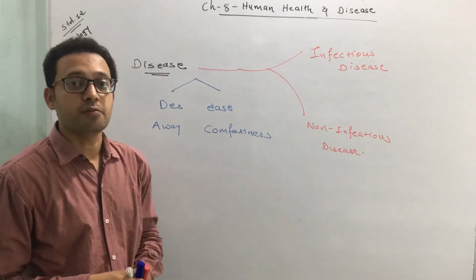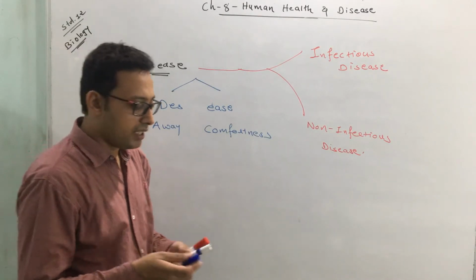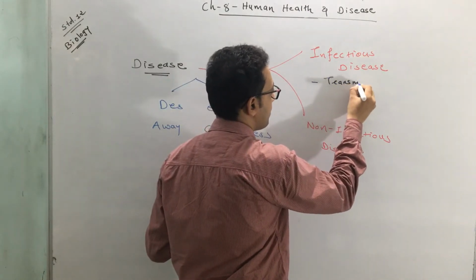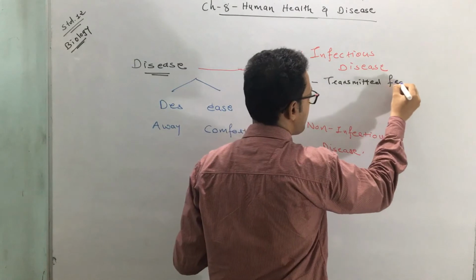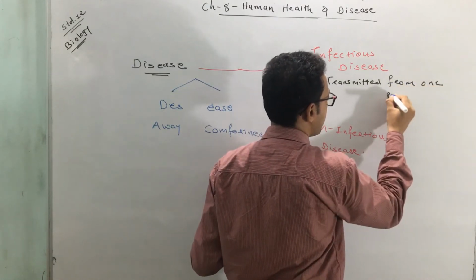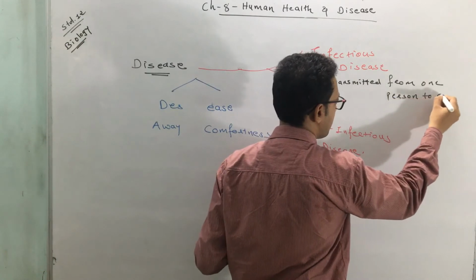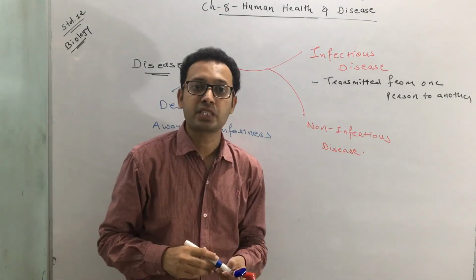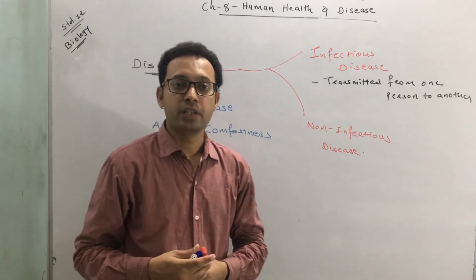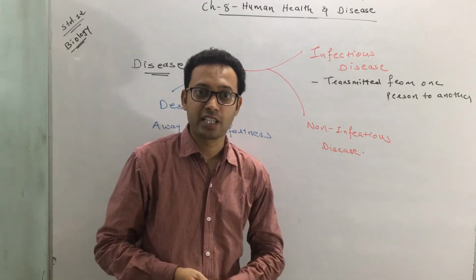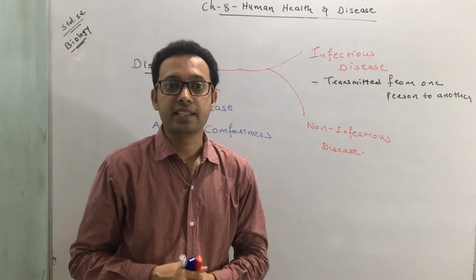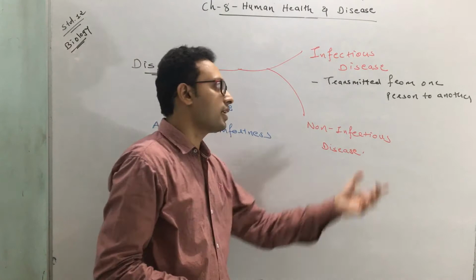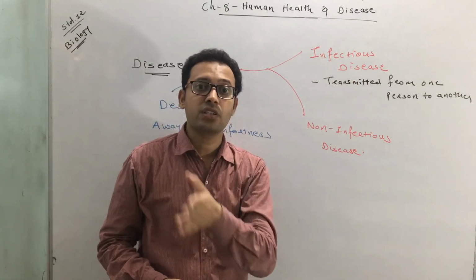So what is the difference between infectious and non-infectious disease? Infectious diseases are transmitted from one person to another person. For example, typhoid, or currently we are talking about the corona. It's COVID-19, coronavirus disease. It is transmitted from one person to another person, so it comes under the category of infectious disease.